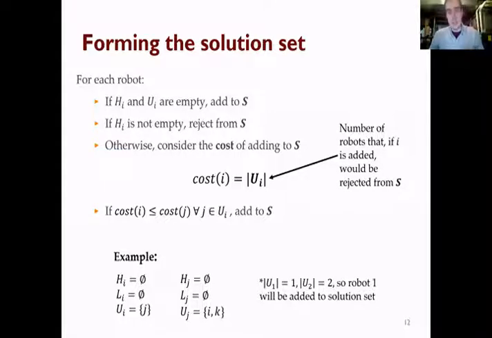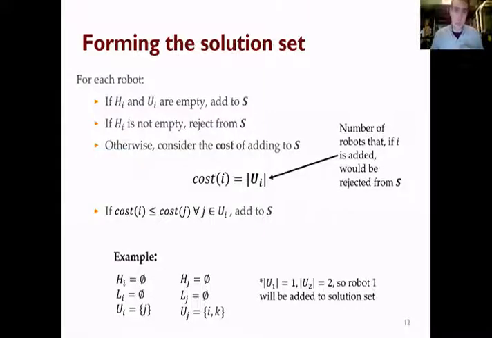So in this event, we look at the cost of adding robot I to the solution set, which is simply the size of its undetermined priority set. And the significance of this cost is that it's saying, how many robots are we excluding from the solution set if we add robot I to the solution set? And so we add robot I to the solution set if its cost of adding to the solution set is less than the cost of adding any other robot in its undetermined priority set to the solution set.